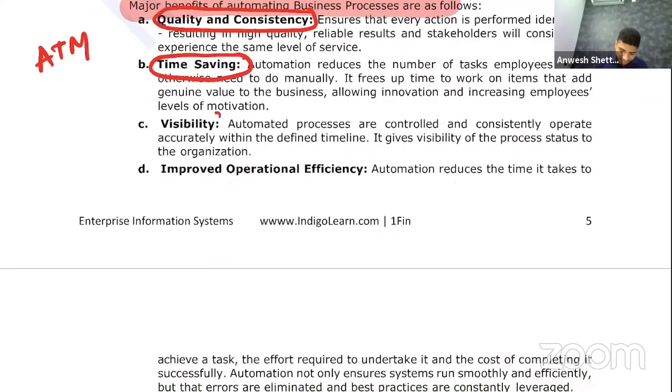Next one is visibility. Visibility simply means automated processes are controlled and consistently operate accurately within the defined timeline. It gives visibility of the process status to the organization. For this, let us again take the ATM example. You put your card, you put the amount, you're trying to draw the money. If money is not coming, the slip will come and it will tell why the money is not coming. Maybe one reason is the machine is not proper. Second reason is you don't have money in your bank account, whatever the outcome is. But as a customer, you will get to know why you are not getting money. So there is visibility.